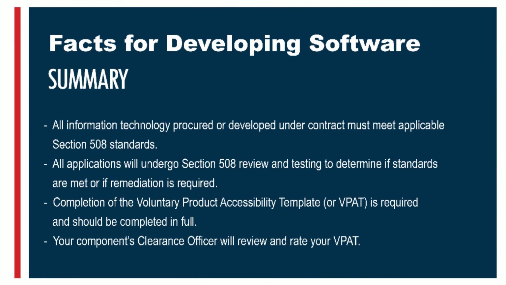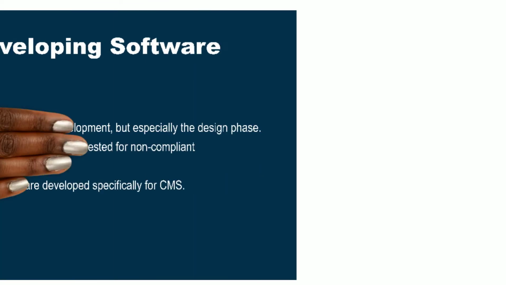Let's summarize the Section 508 facts for developing software at CMS. All information technology procured or developed under contract must meet applicable Section 508 standards. All applications will undergo Section 508 review and testing to determine if standards are met or if remediation is required. Completion of the Voluntary Product Accessibility Template, or VPAT, is required and should be completed in full. Your component's clearance officer will review and rate your VPAT.